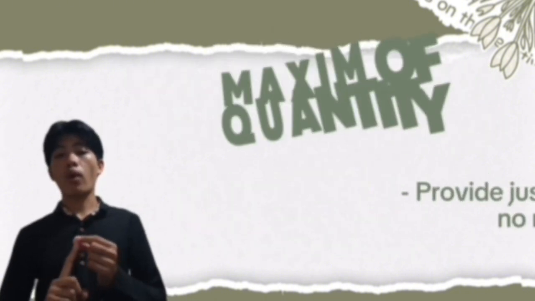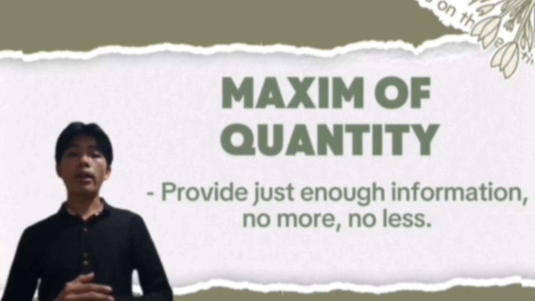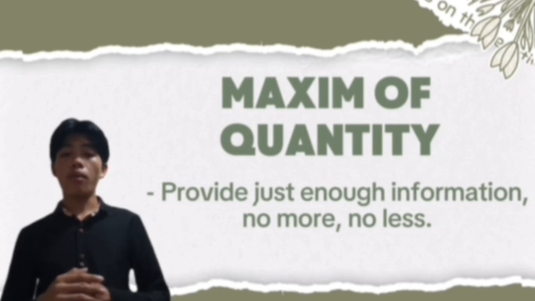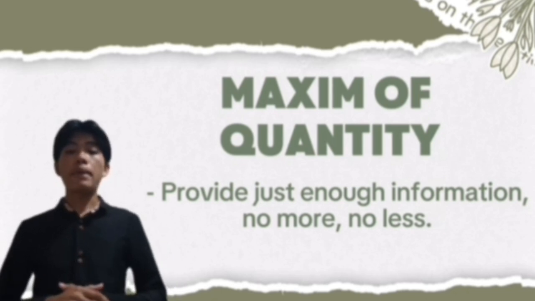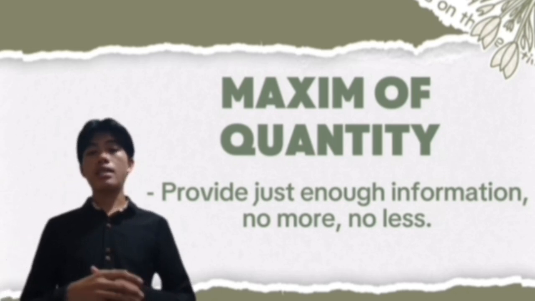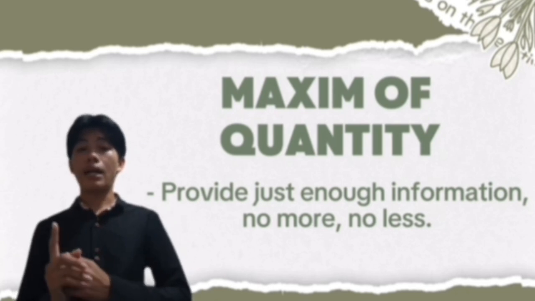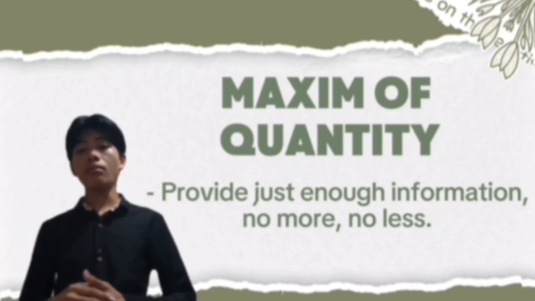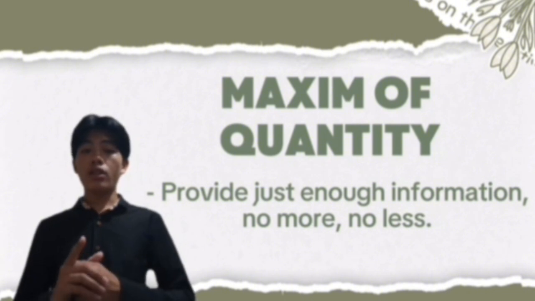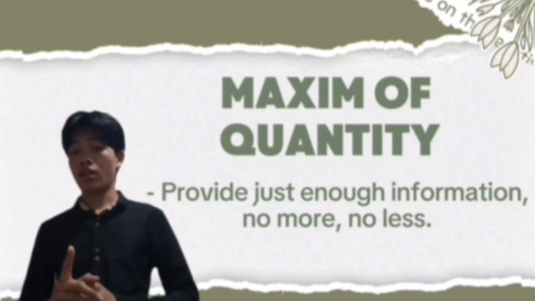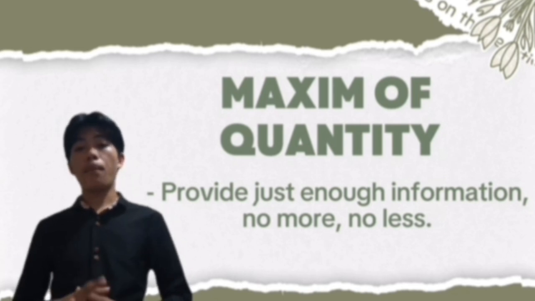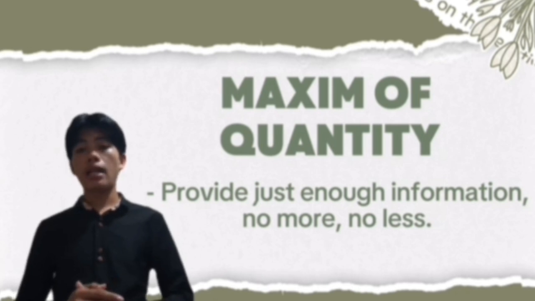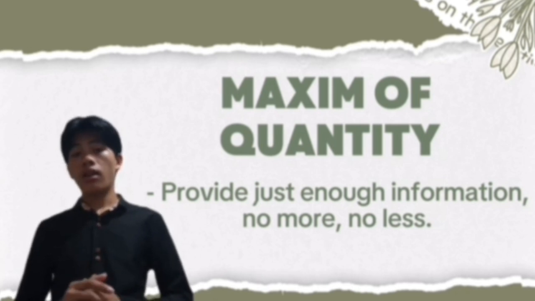First is the maxim of quantity. The maxim of quantity centers around the idea of providing the right amount of information in a conversation. It emphasizes that speakers should be as informative as necessary, but not overly so. As a speaker, he or she must provide adequate information. One should share enough information to address the topic at hand. For instance, if someone asks about the weather, a simple response like "It's sunny today."